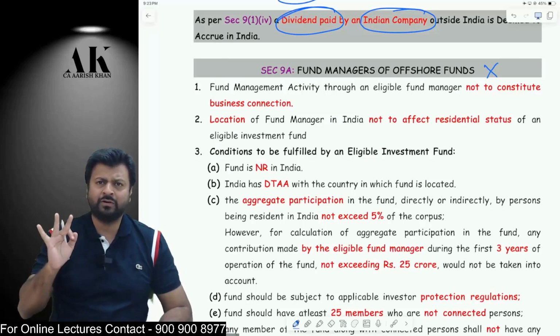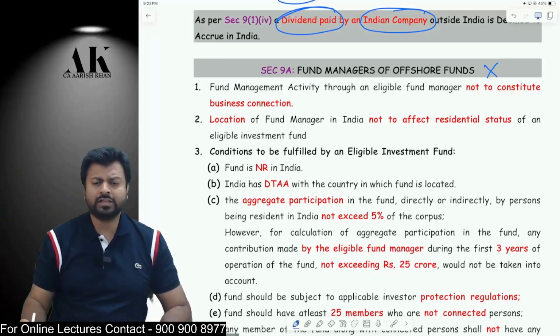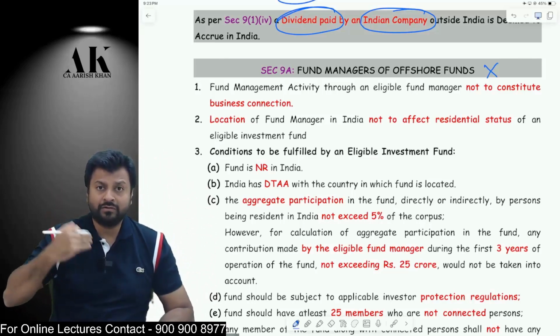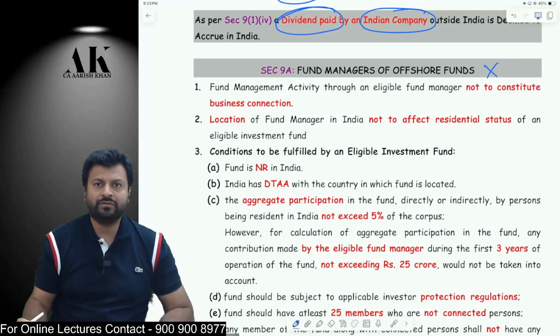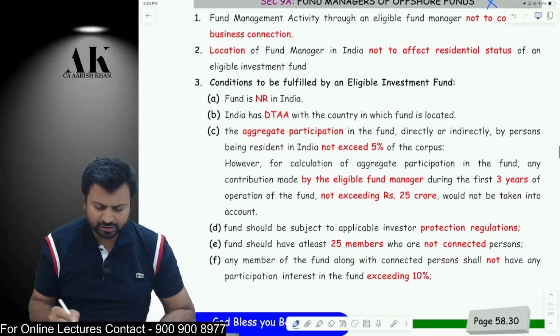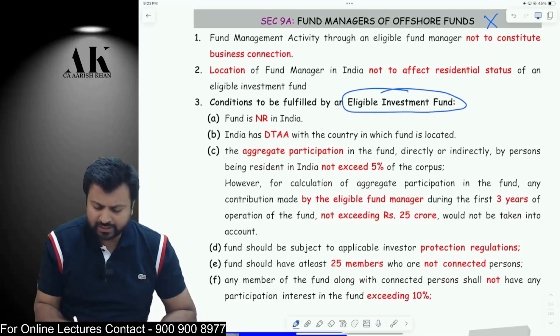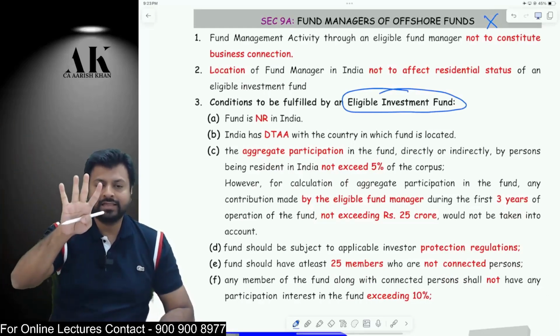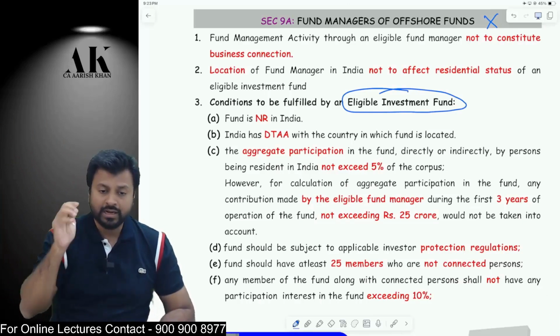13 conditions have to be fulfilled by the fund. 4 conditions have to be fulfilled by the manager. So what are those 17 conditions? 13 conditions will be fulfilled by the fund and 4 conditions will be fulfilled by the manager. Let me talk about all the conditions one by one. First, the 13 conditions which have to be fulfilled by the fund, and then the 4 conditions which have to be fulfilled by the manager. Let me talk about the first one.